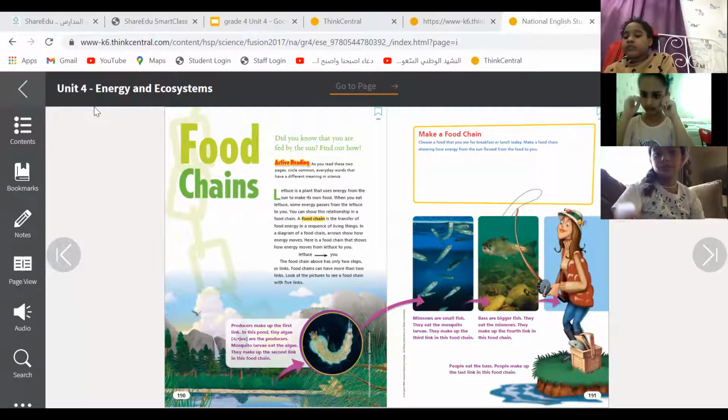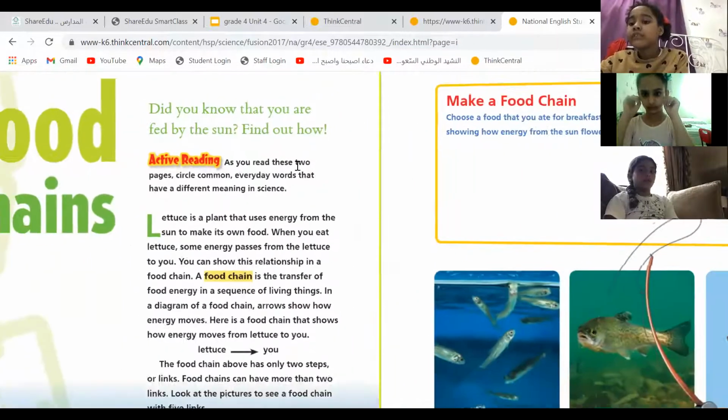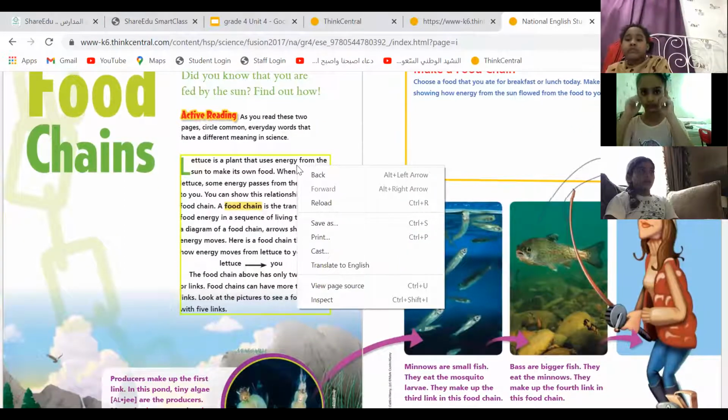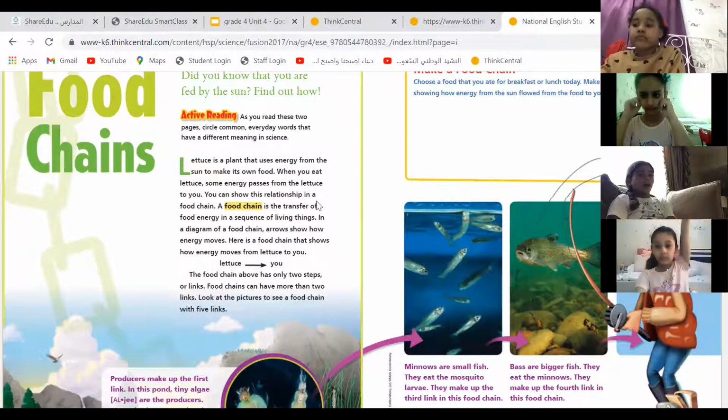So guys, yesterday we were talking about food chains. What are food chains? The main thing about food chains. What are food chains? Who can tell me? Guys, who can tell me? Can you hear me? Yes, Talia.